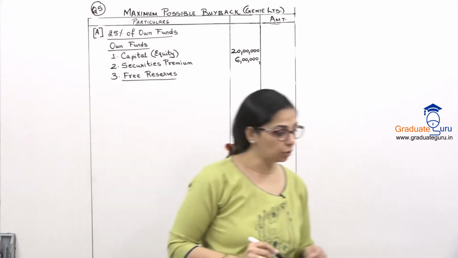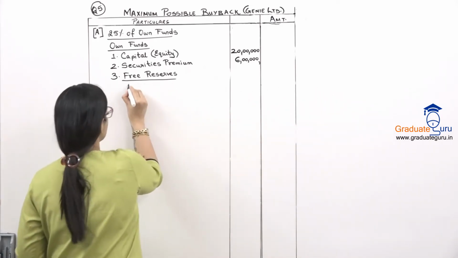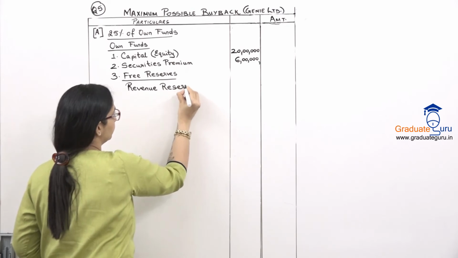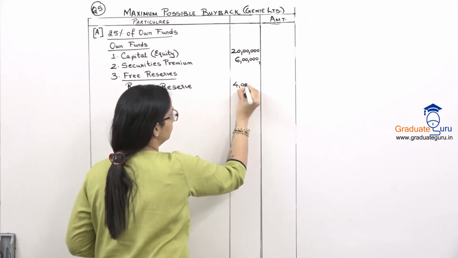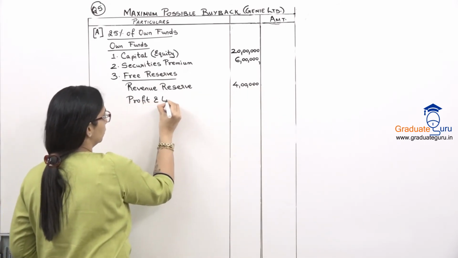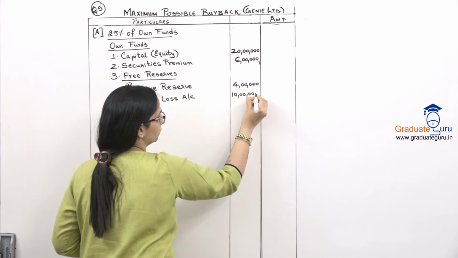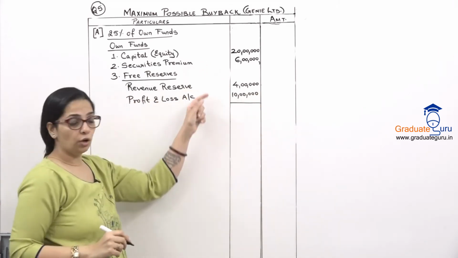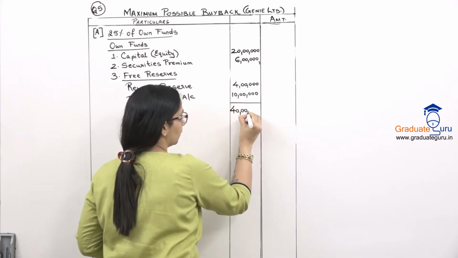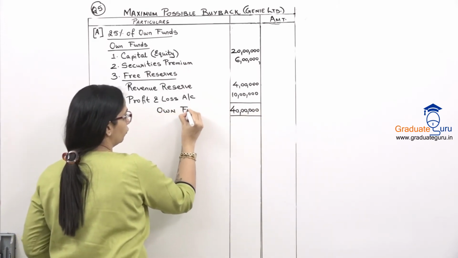What are the free reserves given to us? Revenue reserve and profit and loss account. So revenue reserve, which is 4 lakhs, again in a column, and profit and loss account, which is 10 lakhs. Let's take a total of this: 20, 30, 40. So total is 40 lakhs. And this is nothing but your own funds.